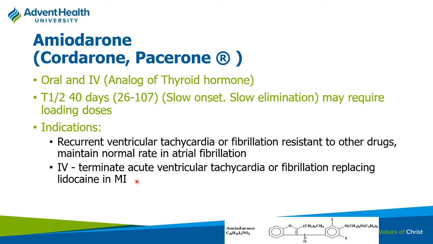So what do you do to get around that? Loading doses, absolutely. So we always give loading doses for amiodarone in those life-threatening situations. You start them off with a loading dose, get them under control, and then you usually put them on a drip afterwards to keep that rate controlled, and then switch them over to oral therapy eventually.